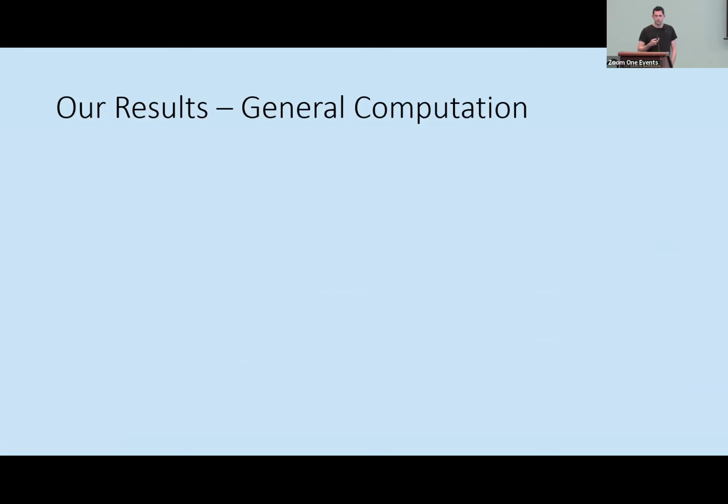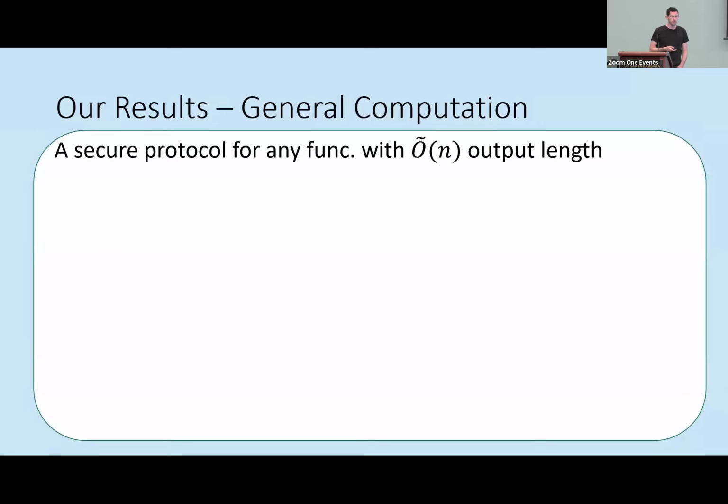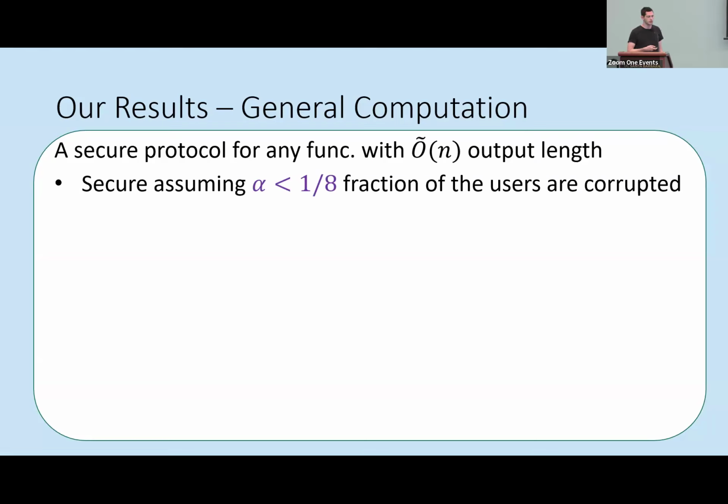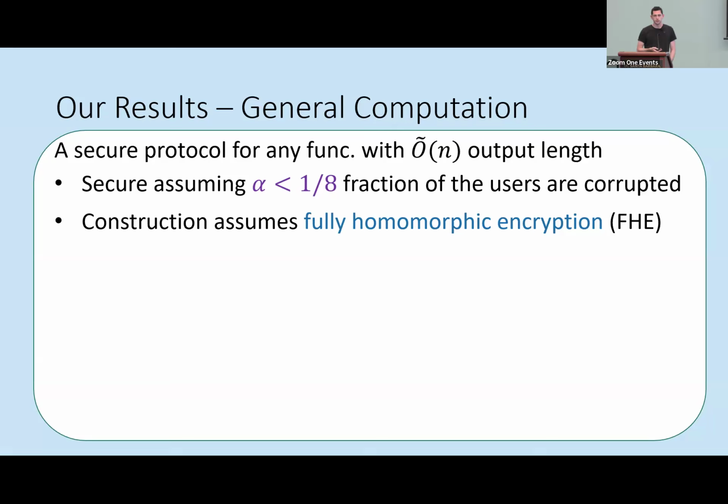But before that, we have a second result, which uses this committee election protocol, and we actually provide a general protocol. We show that for any functionality whose output length is not that much higher than the number of users, there exists a secure protocol computing it. And security holds assuming only a constant fraction of the users can be corrupted, where this constant is strictly less than 1/8. And our construction also assumes fully homomorphic encryption.